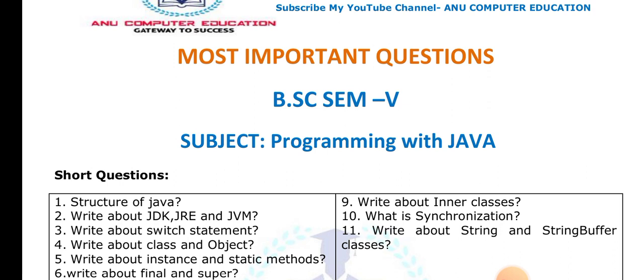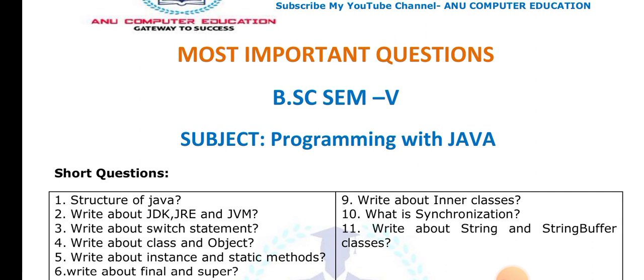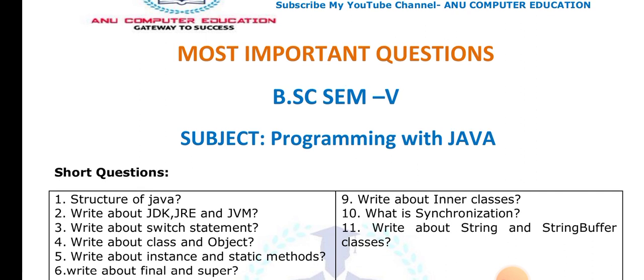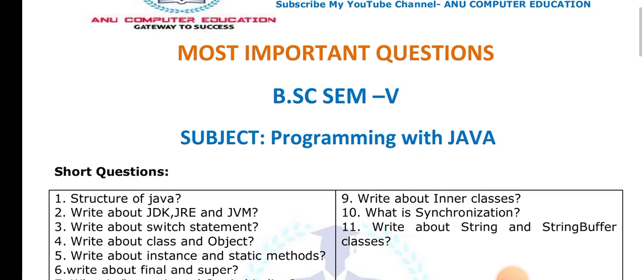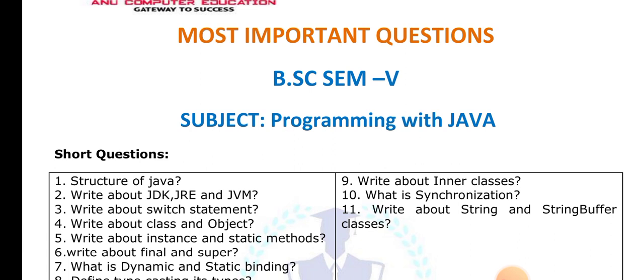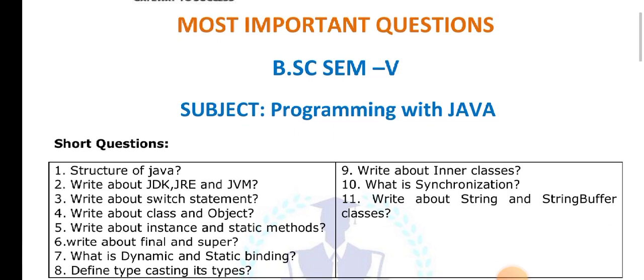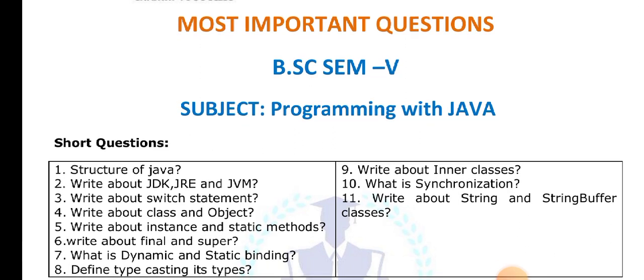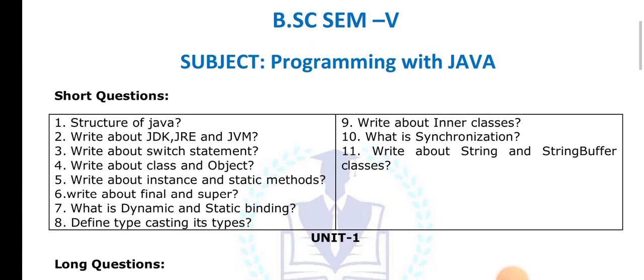You know that an instance method can be called with the object, and the static methods can be called with the class name. And write about the final and super. Final is used for constants in Java, and super is used to call the base class constructor. So next, dynamic and static binding. And define typecasting and its types, and write about inner classes, synchronization, and string buffer. So these are all very important short answers from all the units.